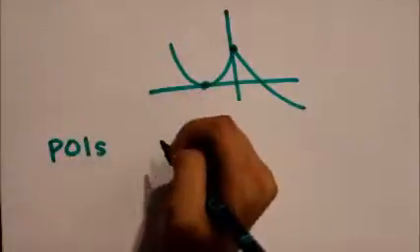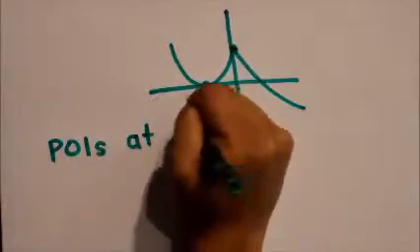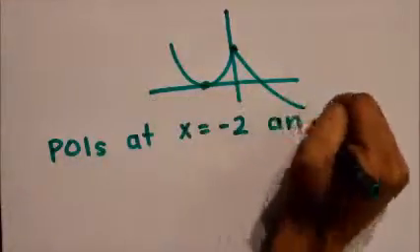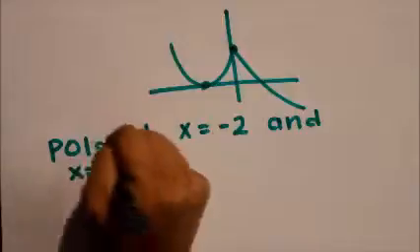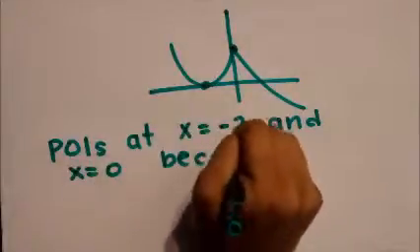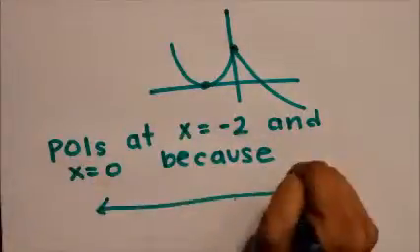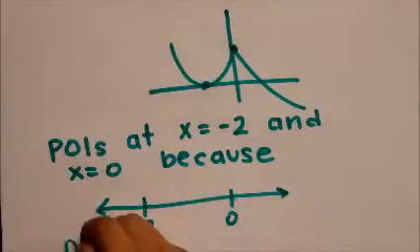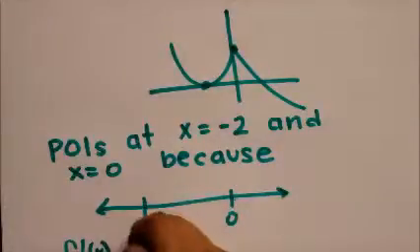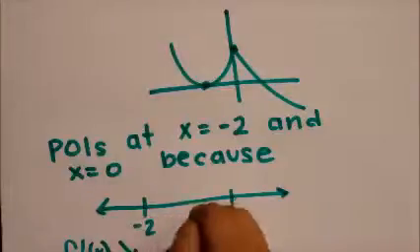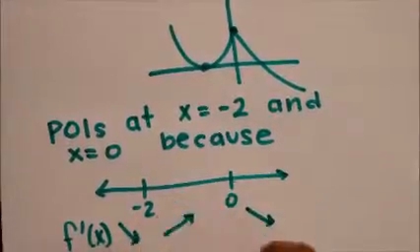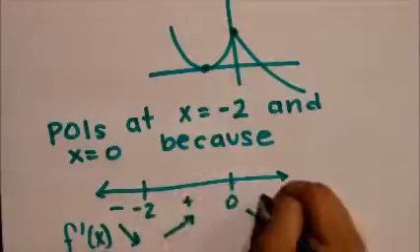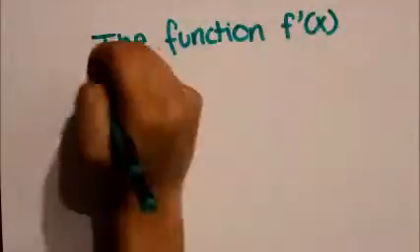F prime of x is decreasing from the interval -4 to -2, but at -2 it changes to increasing until x equals 0. But when x equals 0, the function f prime of x begins to decrease again until x equals 4. Since the function f prime of x changes from decreasing to increasing at x equals -2, and from increasing to decreasing at x equals 0, there are points of inflection at these places.